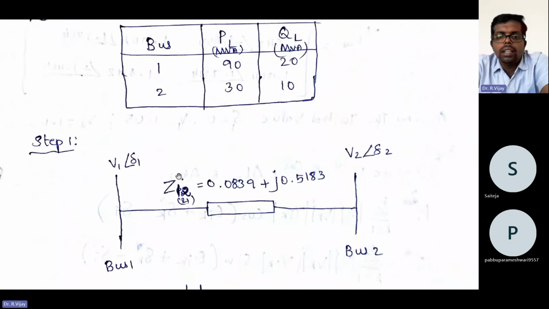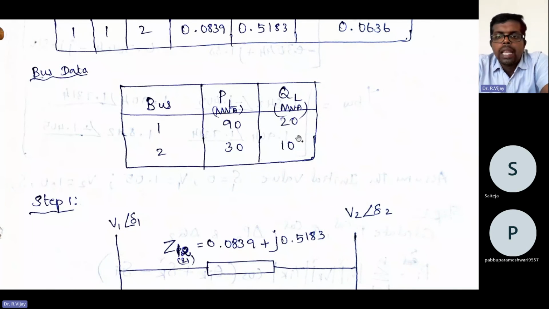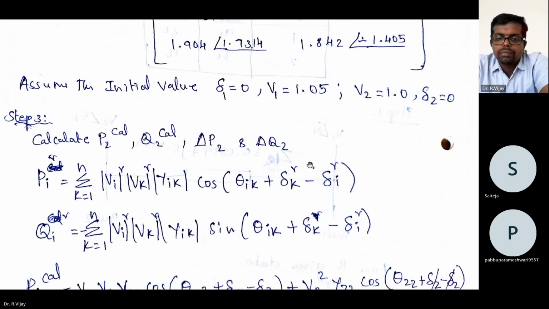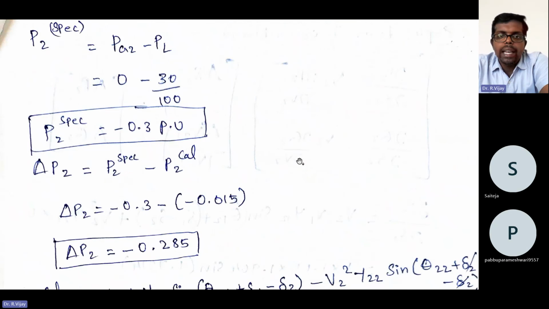It is mentioned as 10 MVA, so we need to change it to per unit: actual value by base value. If the base value is not given, you take it as 100, and it depends on the problem. Sometimes they will be given. Here everything is mentioned in the scale of 100, so that's why we are taking the value as 100.